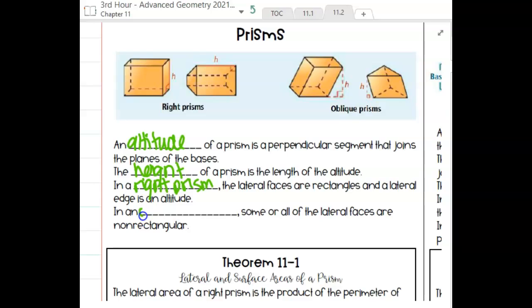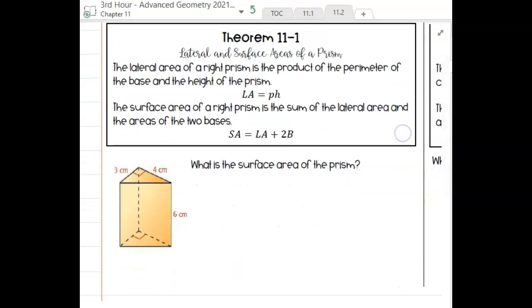In an oblique prism, some or possibly all of the lateral faces are non-rectangular. So that would be like these two right here. It just means in an oblique prism, it's going to be tilted a little bit. So this side here, that's not the height, right? You have to go straight down and figure out how tall it would be. Okay, we are going to be looking mainly at right prisms because we have this awesome, incredible formula to find the surface area of a prism.